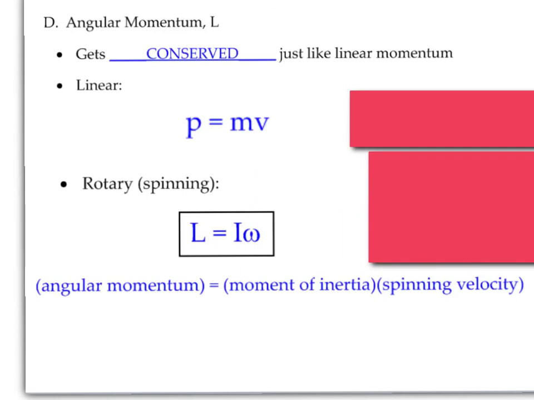That word angular, it can mean anything that's spinning or rotating. So those are all interchangeable words. It's an L, an I, and an omega. So the L is the angular momentum. It's very similar to inertia. It's going to refer to motion that's spinning. The I is moment of inertia, which is how spread out you are and how heavy you are. And then the spinning velocity is how fast can you rotate. Questions? We're going to do a bicycle wheel example.